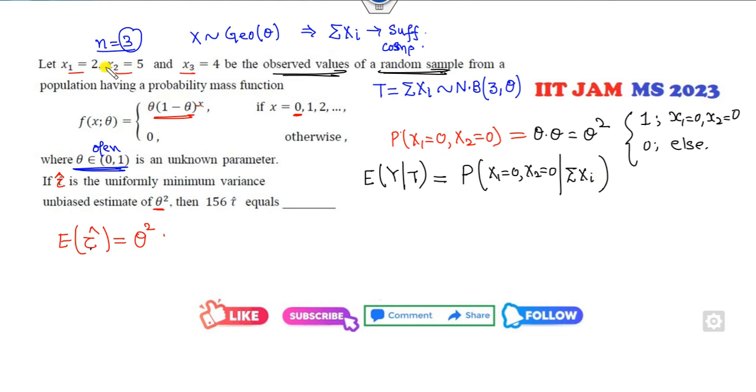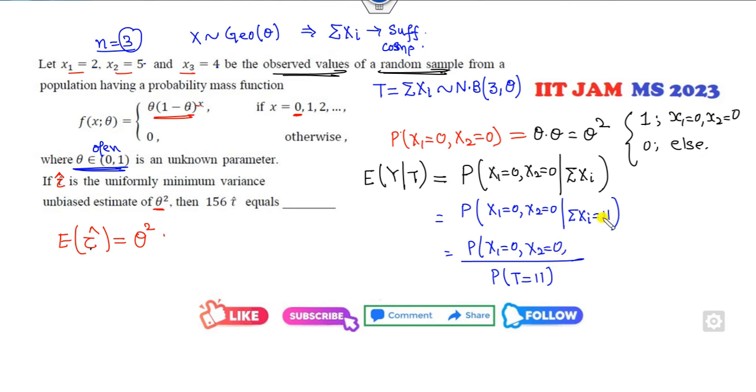So what is the sum of the xi? Can you find it? 9 and 11. So this means probability of x1 is 0, x2 is 0, conditioned on sum of xi is my 11. So what is that? It means if I take capital T as my 11, it is if x1 is 0, x2 is 0 and summation is 11 and n is my 3. So definitely x3 will be my 11. Fine. So can you find the numerator value?